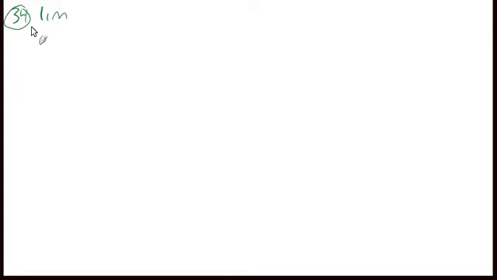Limit as x approaches 5 pi over 3 of cosine of x. Alright, so I'm going to try direct substitution. And I know it's going to work because I know cosine of x is a nice, everywhere continuous function. There's no holes, no vertical asymptotes, no nothing. So I know it's just going to work to put in 5 pi over 3. They're just giving us an example of a trig function. So what's the cosine of 5 pi over 3? Maybe this is just a good little review.